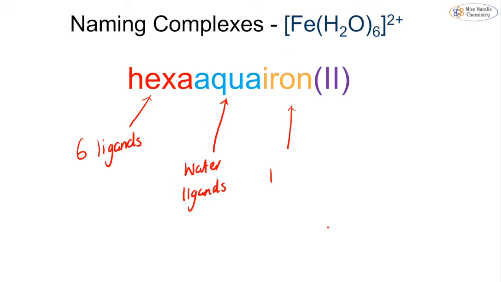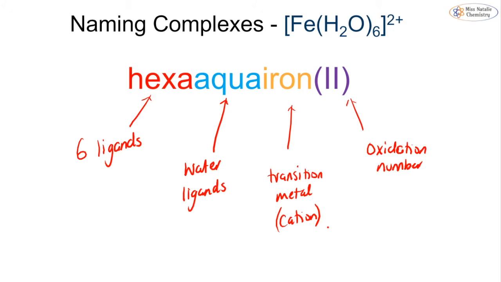The iron is, of course, the transition metal, or your cation. And the 2+ tells us the oxidation number of that cation. So we know that this iron has a charge of 2+, and because the water is all neutral, that is the charge that we get overall. So our 6 waters are completely neutral, so the overall charge is only coming from this iron.